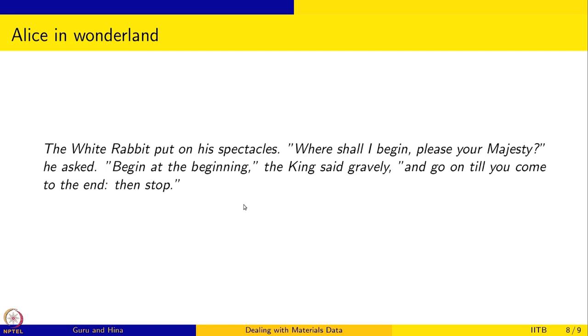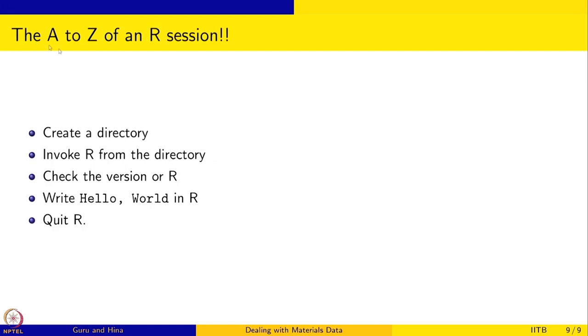Okay, so what does that mean? We want to have the first session. I want to call it A to Z of an R session. So we want to create a directory. We want to invoke R from that directory. We want to check the version of R, and we want to write the first program, which is the hello world program, and then we want to quit R, right? So if you can go to a directory, open R, do something, close and come out. That is the first session that we want to do, and that session has a beginning, how to invoke R, and it has something in the middle, how to write your first program. And it also tells you how to end the R session. So this is the very first introductory session I want to have.